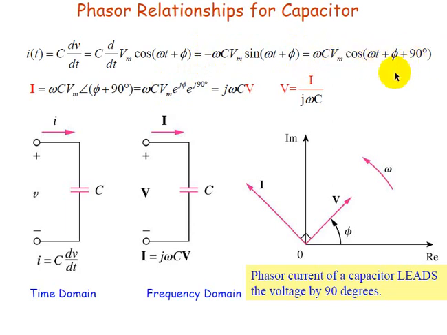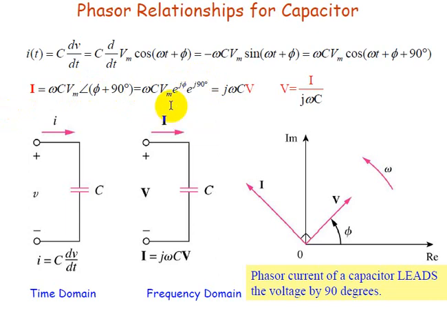Here also we have seen a 90 degree shift. Let's look at this deeply. If this is the equation of current in the time domain, we can easily convert it into the frequency domain, which is omega C Vm angle phi plus 90. We can elaborate this term into e to the power j phi into e to the power j90. e to the power j90 is what? e to the power j90 is j. Therefore, we have got j omega C Vm angle phi.